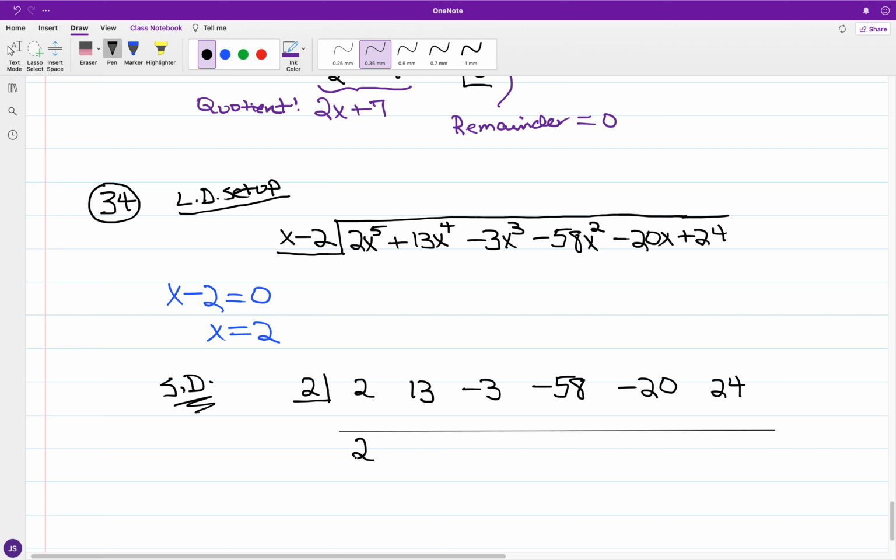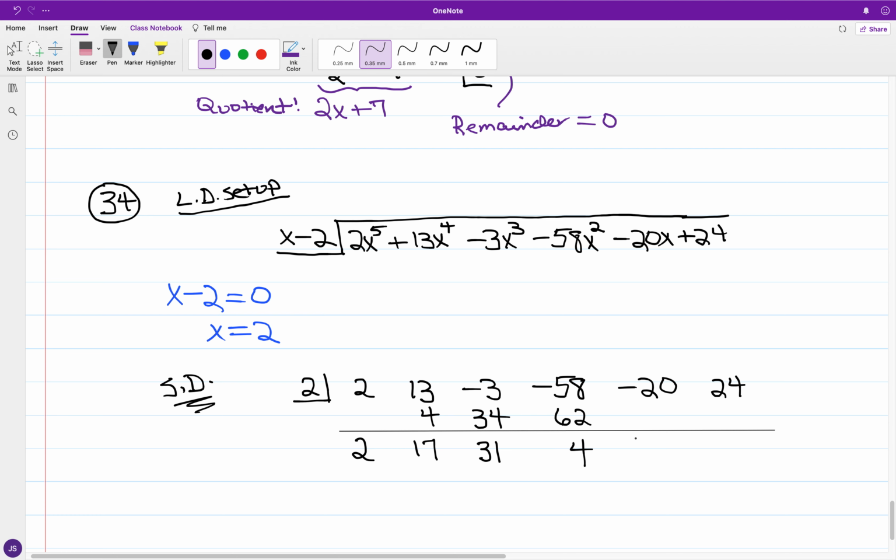Okay, and then to transport what we have over into the next column, I'm going to multiply the leading coefficient by the zero, in this case, which is also 2. So we have 2 times 2 is 4. So this will be shifted over and added to 13. So 13 plus 4 is 17. And then we have 2 times 17 is 34. And adding negative 3 plus 34 is going to be 31. Now next, we have 2 times 31. It's going to be 62. And negative 58 plus 62 is going to leave us with 4.